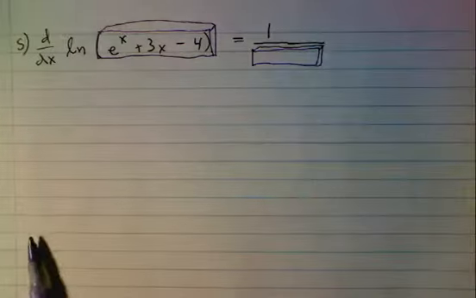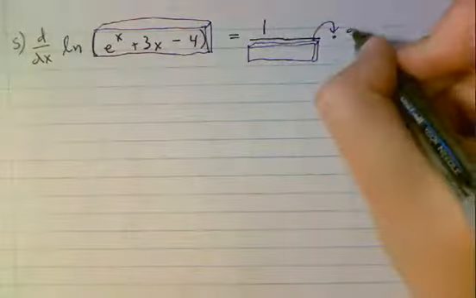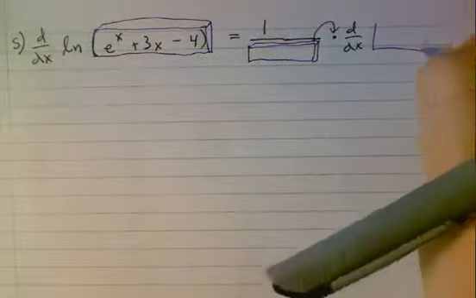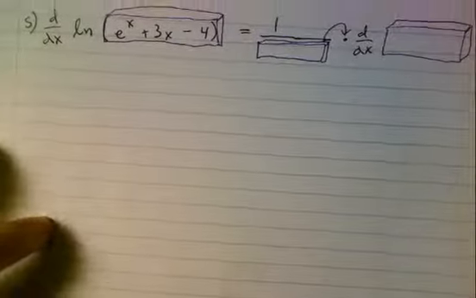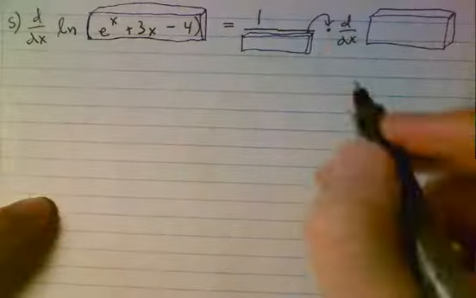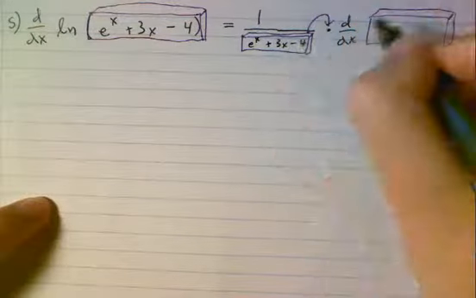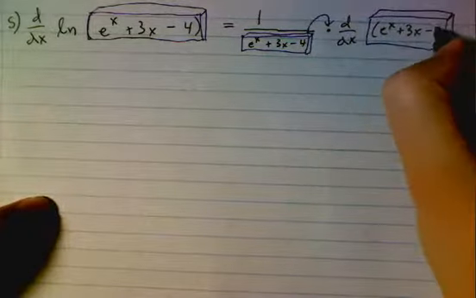And then even so here we've got to do times the derivative of whatever's in there. Notice again, this derivative is always in the numerator. It's never going to be in the denominator. So that was e to the x plus 3x minus 4.